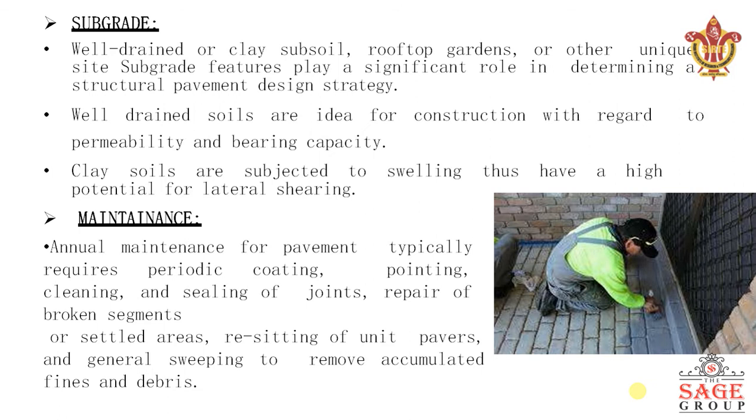So the first one is the subgrade. Well drained or clay subsoil, rooftop gardens or other unique sites. Subgrade features play a significant role in determining a structural pavement design strategy. Well drained soils are ideal for construction with regard to permeability and bearing capacity. Clay soils are subject to swelling, thus have a high potential for lateral shearing.